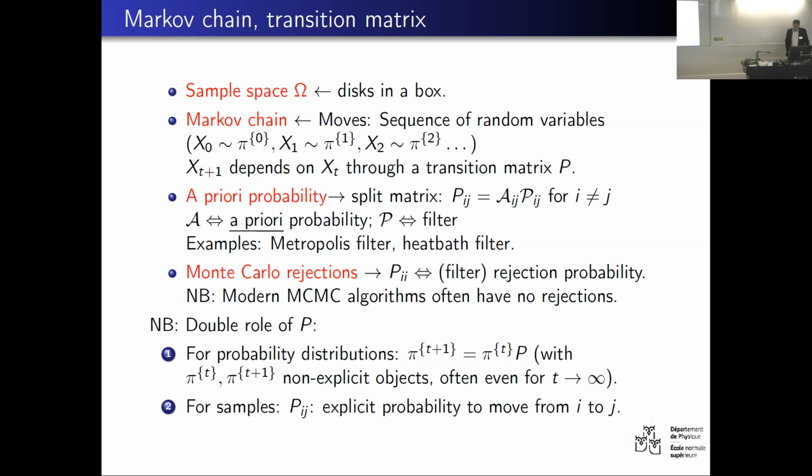That's one aspect. Second aspect is that this transition matrix is the explicit probability to move from i to j. So if Pij is 1/2, then you have a 1/2 probability, if you are at i, to move to j. So that's really.